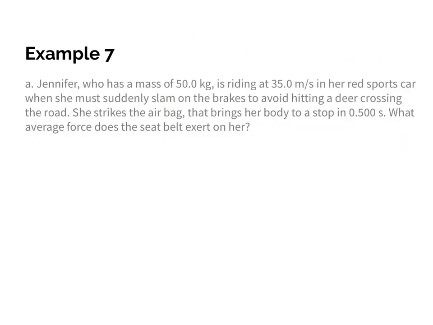Okay, here's just a couple quick examples, problem solving on using momentum and impulse. So we have Jennifer, who has a mass of 50 kilograms, is riding in a car at 35 meters per second. So again, that's her speed. She suddenly slams on the brakes to avoid hitting a deer crossing the road. She strikes the airbags, which are deployed, and her body comes to a stop in 0.5 seconds. So that's the time. And I want to know what is the force that's acting on her. So what we're going to do is use the impulse and change in momentum theorem. Okay, so F delta T equals M delta V.